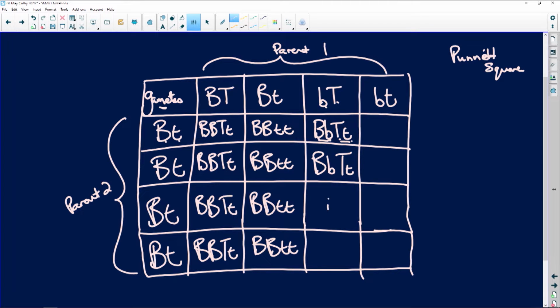And now they've got an I here. And then we've got capital B, T, and this one is capital B for that one, small b, and then small t, small t. So we have the recessive trait, and this will all be the same as well.